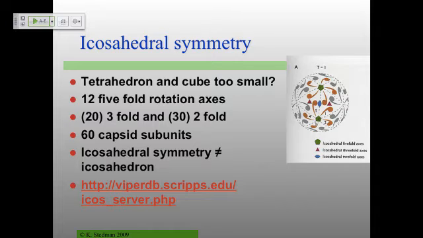This whole concept of quasiequivalence we're going to be moving on to a little bit later. So you can have icosahedrally symmetric, but not an icosahedron. This is an icosahedron because now we've got 20 equivalent sides, 60 of these capsid subunits that are interacting with each other in exactly the same way. There's a really nice discussion of icosahedral symmetry, particularly for virion particles, at the ViperDB at Scripps, and I just gave you the link, which is there.